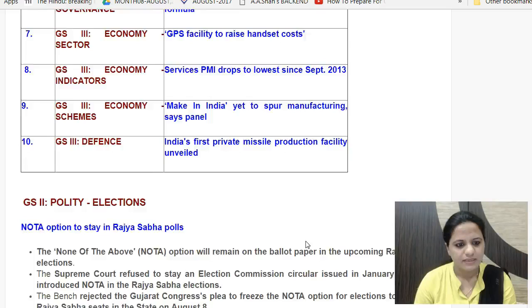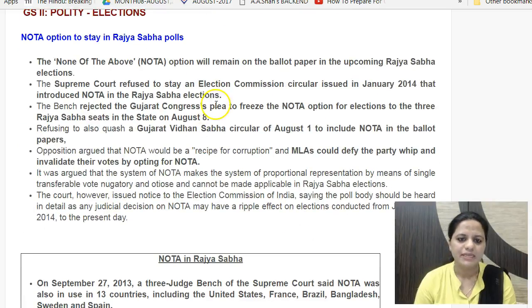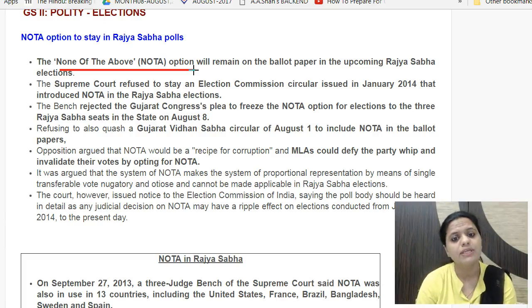The first one: NOTA option to stay in Rajya Sabha polls. NOTA stands for None of the Above. This is an option which we see in EVMs too. The 2014 General Assembly elections saw this button on the EVM, so you can vote for any candidate, or you can press the NOTA button, which means you are not voting for any of the candidates standing for the elections. For Lok Sabha elections, it was there, and it is there also for Rajya Sabha elections.